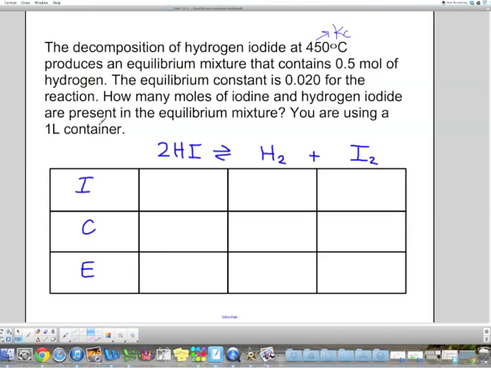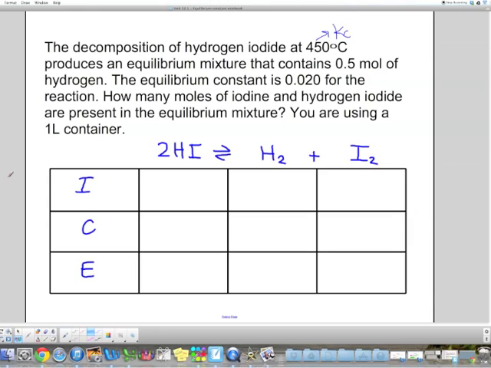So, this decomposition of hydrogen iodide, and you have the equation here for it, produces an equilibrium mixture that contains 0.5 mole of hydrogen. The equilibrium constant is 0.2 for the reaction. How many moles of iodine and hydrogen iodide are present in the equilibrium mixture? You are using a 1 liter container.